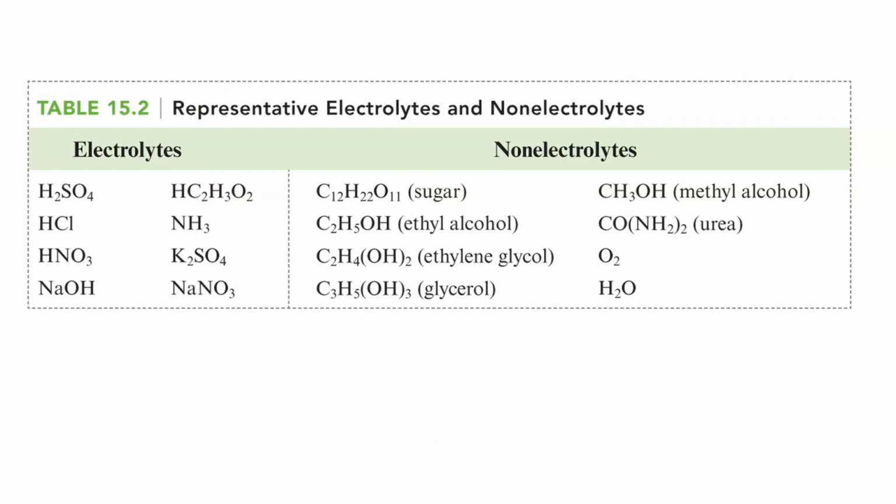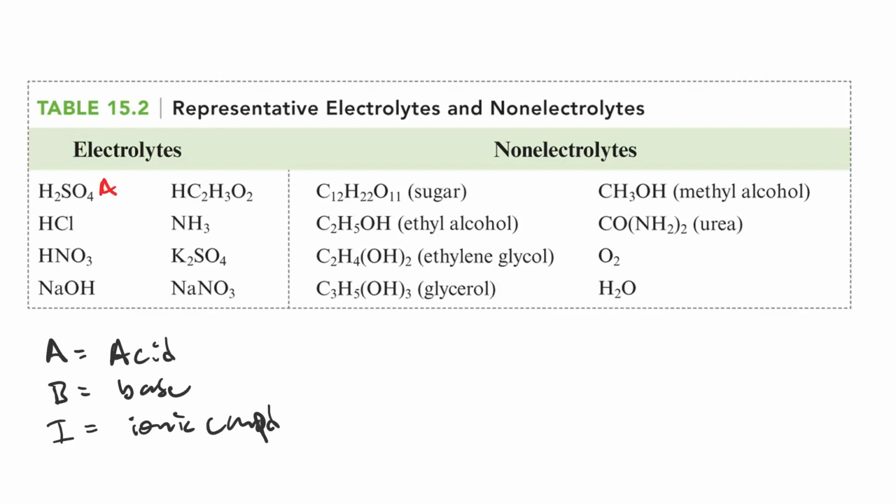This table from your textbook shows some compounds that are electrolytes and some that are non-electrolytes. Let's put each of them into categories. For the electrolytes, we'll use our three categories: A for acid, B for base, and I for ionic compound. So going through these electrolytes, if it starts with H, it's an acid. So H2SO4, HCl, HNO3, HC2H3O2, that's acetic acid. Those are our acids, okay?